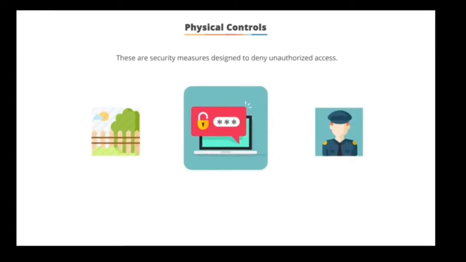Finally, the last type of control is a physical control. These are security measures that are designed to deny unauthorized access to facilities, equipment, and resources, and to protect personnel and property from damage or harm, such as espionage, theft, or terrorist attacks. Some examples of these: fences, guards, closed-circuit TV.